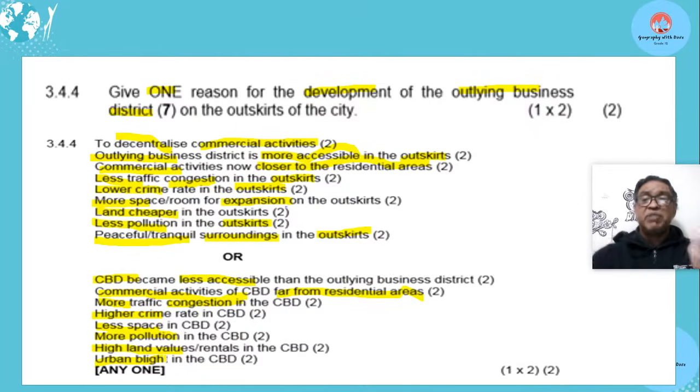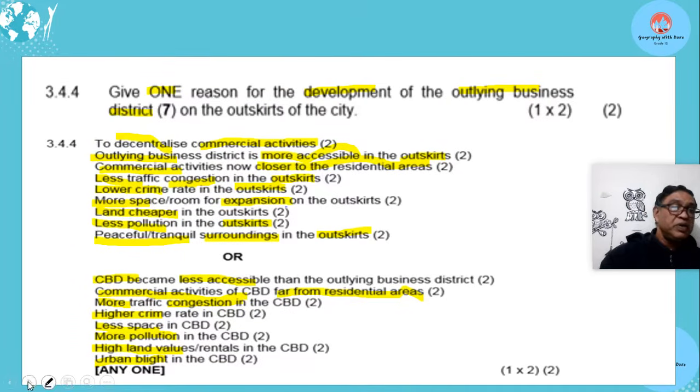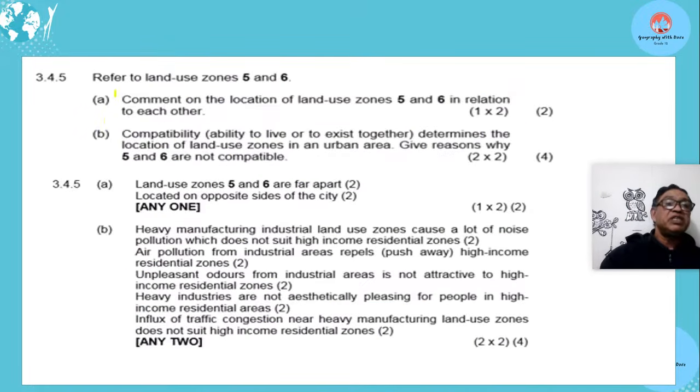So this question can be answered in two ways. One, you're looking at why is the outlying area better? And the other one, why is the CBD not that good or conducive? Okay? Let's look at the next one. It says refer to land use 5 and 6. Let's quickly look at it. Let's go back to our sketch.